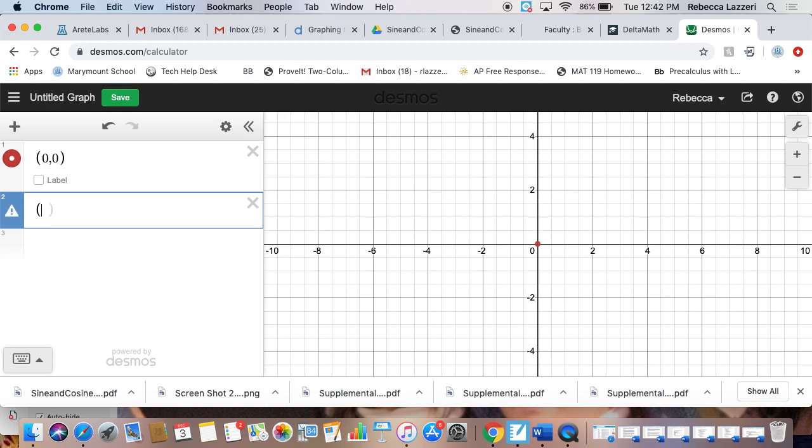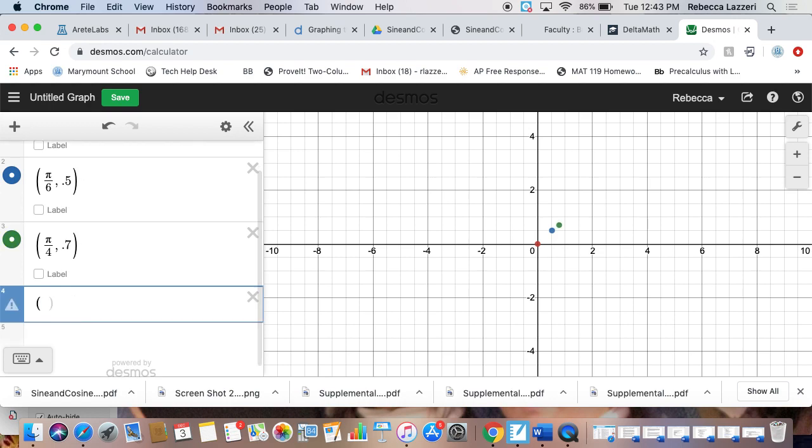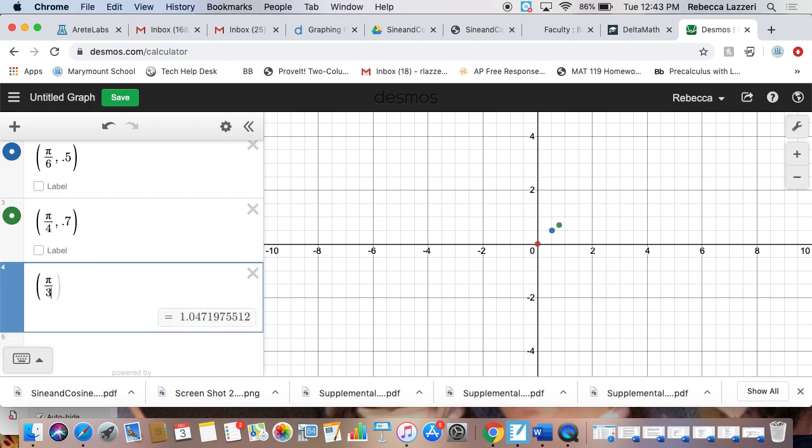Pi over 6 and then 0.5. Pi over 4, 0.7. Pi over 3, 0.8. Okay, now let's pause for a minute.